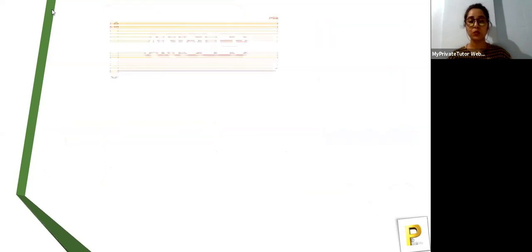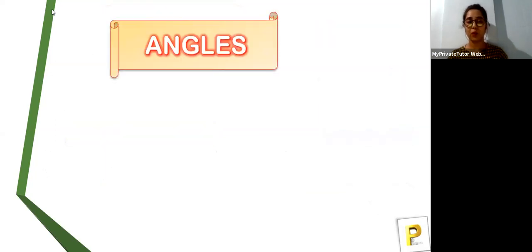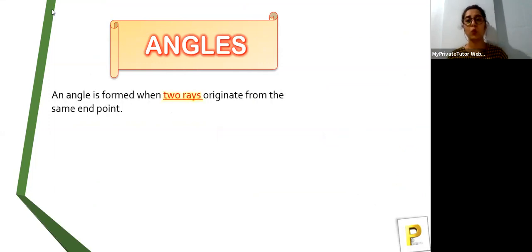Let's move towards the next part. Our topic is lines and angles. If I tell you a bit about the basic terms of lines, it is obvious we'll be studying angles as well, right? So let's talk about angles. What is an angle, first of all? You might be thinking, we have studied triangles and we know angles. But you should know what an angle exactly means. An angle is formed when two rays originate from the same endpoint.